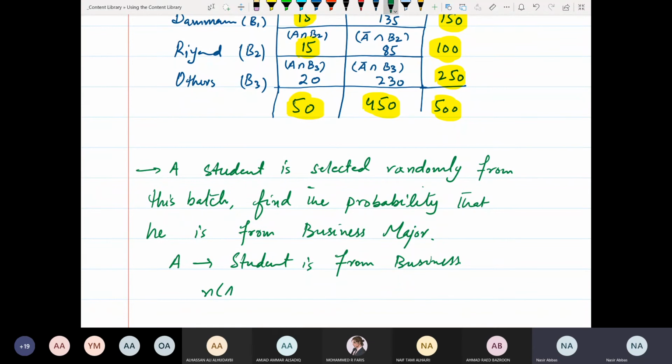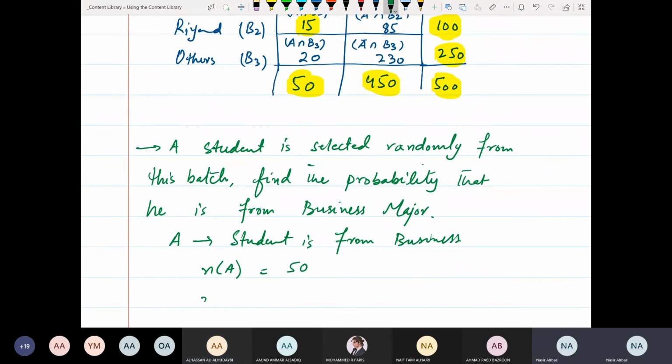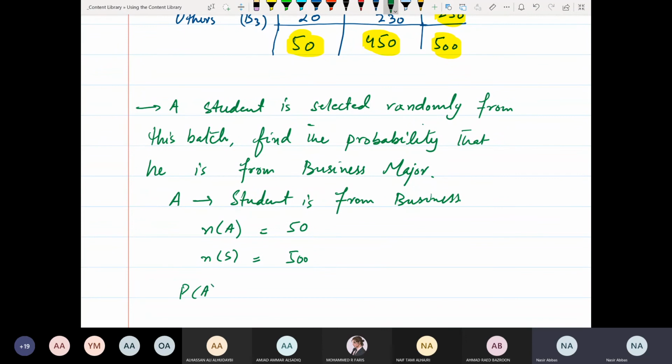What is N of A? Yes, doctor, it is 50 over 500. Only N of A, 50. What is N of S? The total number of students in the batch, 500. So consequently, what is P of A? 50 over 500.